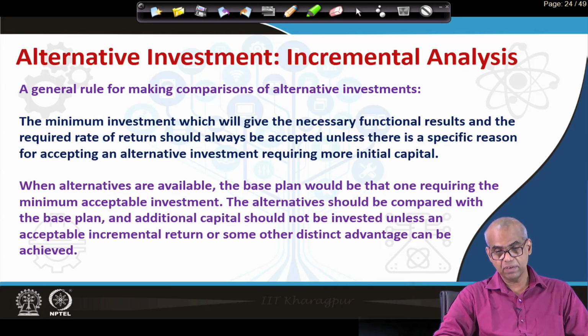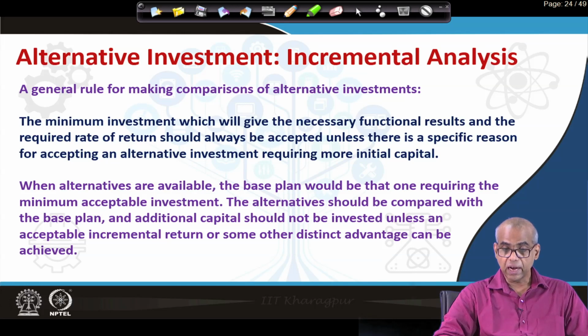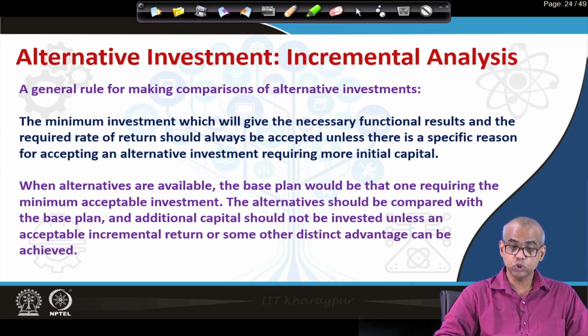When alternatives are available, the base plan would be that one requiring the minimum acceptable investment. The alternatives should be compared with the base plan, and additional capital should not be invested unless an acceptable incremental return or some other distinct advantage can be achieved.